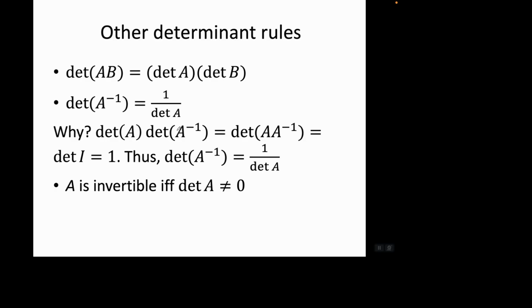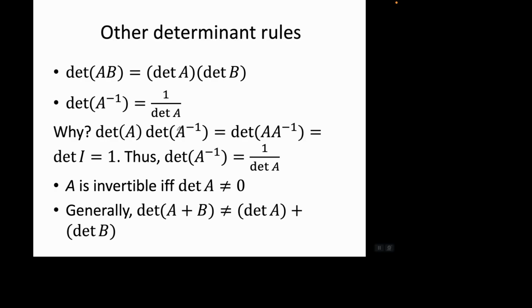A is invertible if and only if the determinant of A is not 0, and generally, the determinant of A plus B does not equal the determinant of A plus the determinant of B, so don't fall into that trap.